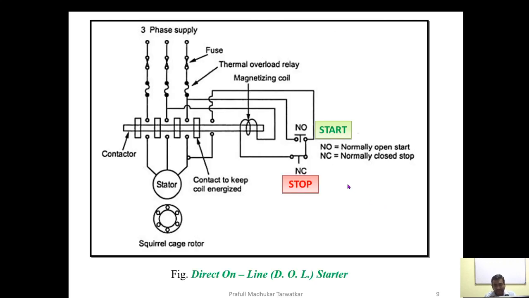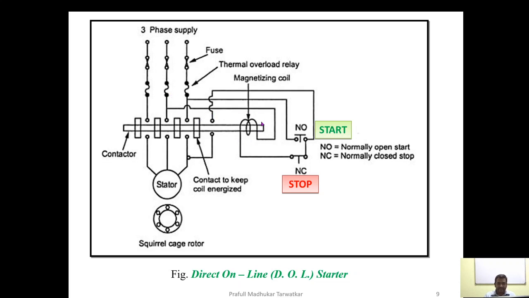So as far as the diagram of the DOL starter is considered, this is one. These are the three-phase supply terminals. The fuse is for overloading or over voltage protection, sometimes also providing short circuit protection. Then the thermal overload relay gives protection specifically with respect to the overloading condition, and single phasing also.